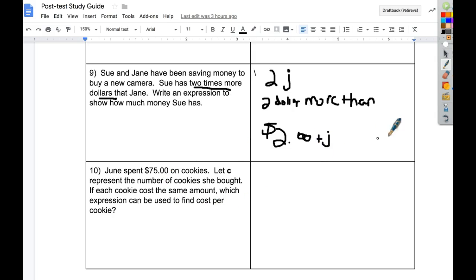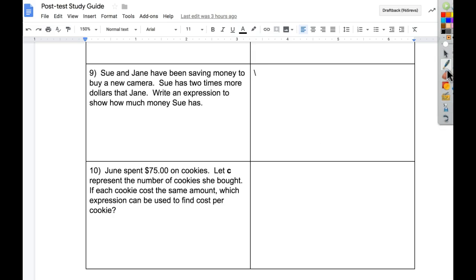Now, 10. June spent $75 on cookies. Let C represent the number of cookies she bought. So we don't know that number, but we know she spent $75. If each cookie costs the same amount, which expression, and again, you're going to write the expression, can be used to find cost per cookie? So pause the video here. Take 1 minute, write your important information, and then check back in.